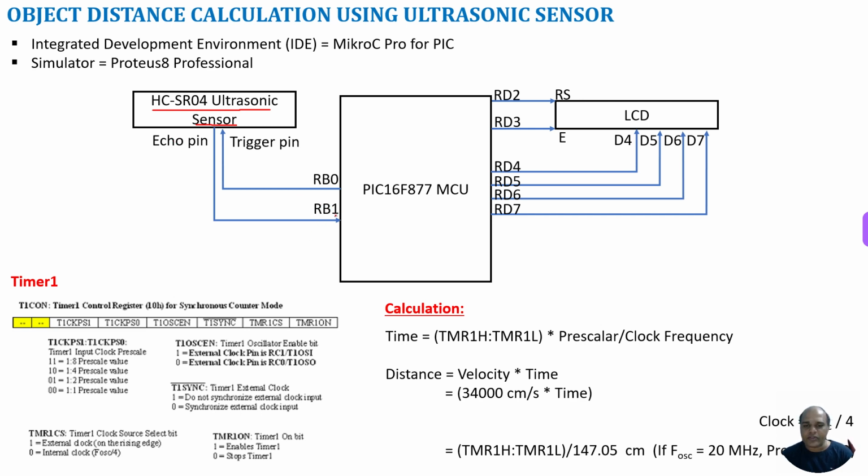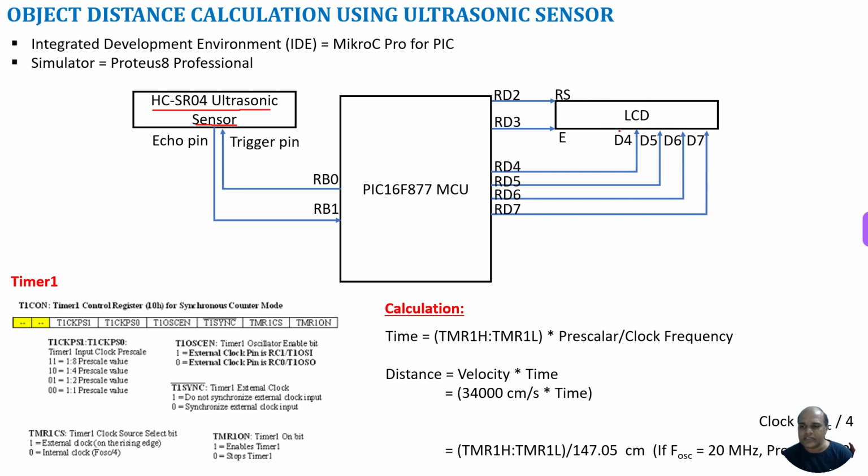Upon receiving this echo signal, I am going to use a timer 1 module, which is a 16-bit timer, and I start counting with this timer 1 module. When this echo pin goes to 0, I am going to switch off the timer. Then I am going to take the time and use it for calculating the distance.